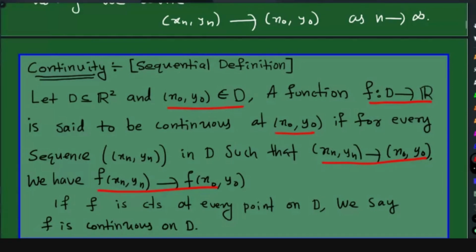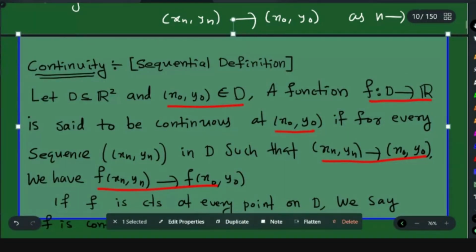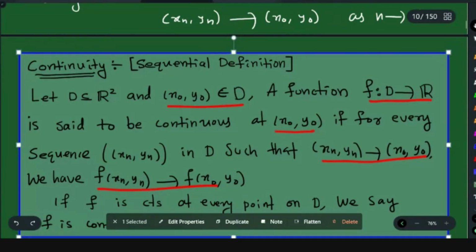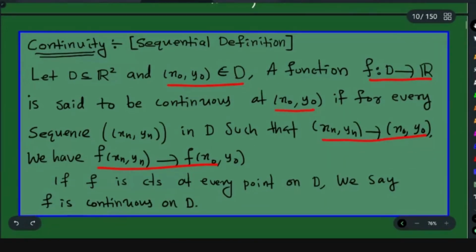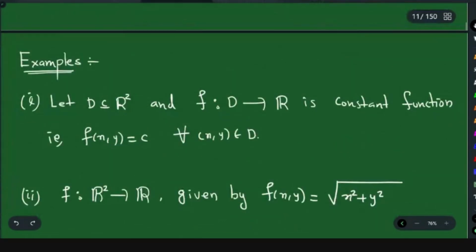So we say f is continuous on a domain if it is continuous at every point on the domain. Let me look at some examples of continuous functions. This is the first example, the constant function.